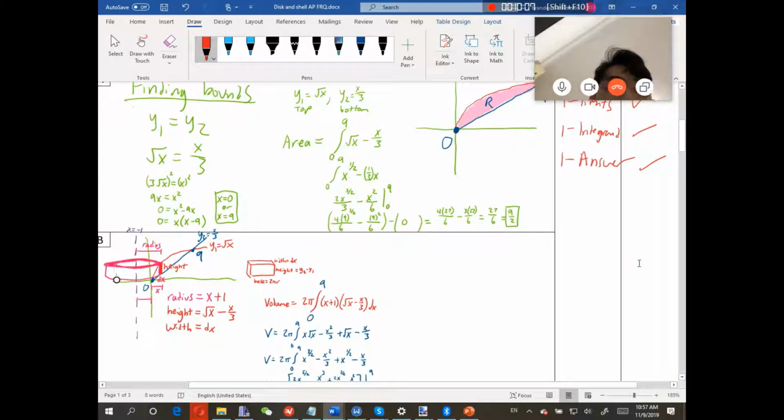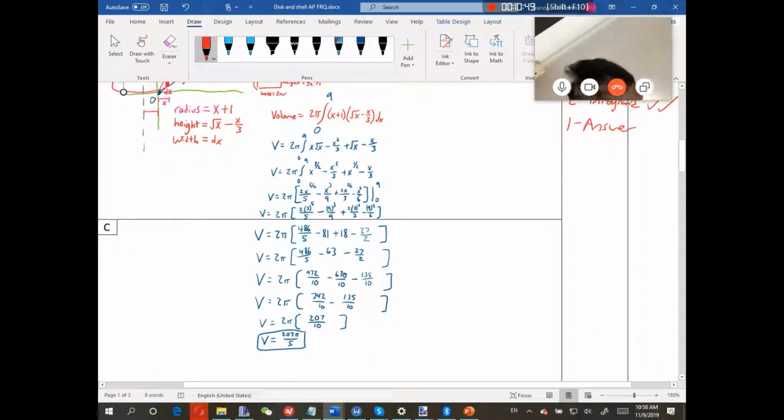Okay, for part B, they had 1 point for constant and limits. So that's 2 pi on the outside from 0 to 9. They had 2 points for your integrand, which I assume was 1 point for the radius part and 1 point for the height part. 1, 2. And then 1 point for our answer, which, check. Answer was 207 pi over 5, which is what we got.